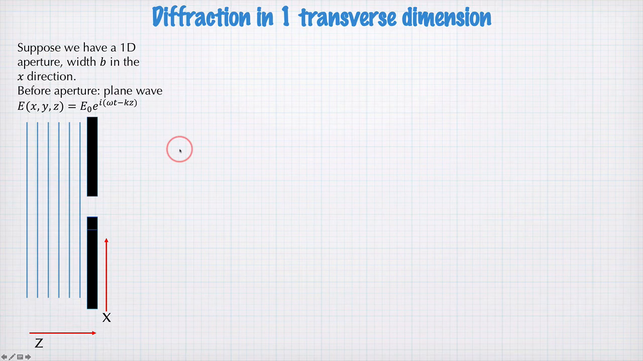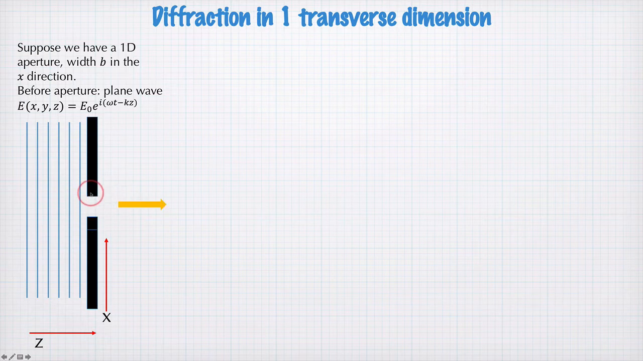So let's now look at an example of a plane wave traveling in the Z direction, arriving at a 1D aperture in the X direction. This plane wave traveling in the Z direction is given by this equation here, and we'll take our aperture just to be a slit, so it has some width, and we'll give that a width b.